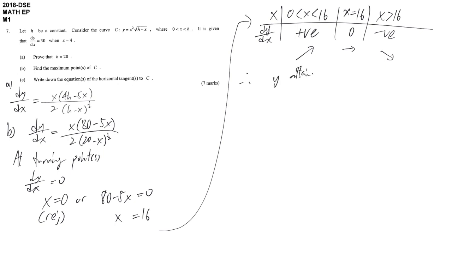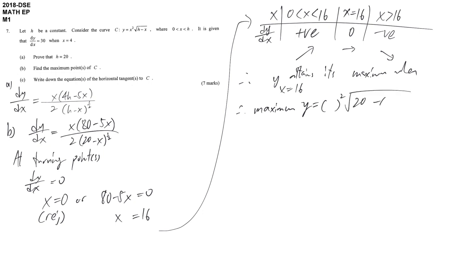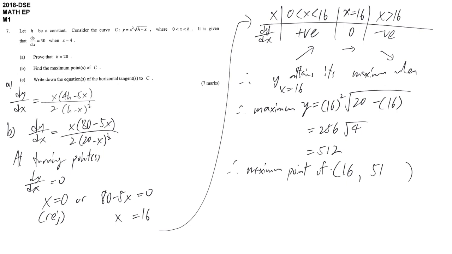y attains its maximum when x is equal to 16. So the maximum value: y is equal to x squared times square root of (20 minus x), and x is 16. So 512. Beware that they are not asking for the maximum value of y, they are asking for the maximum point, so they require a coordinate. There is only one maximum point of C. It is when x is 16, then y is 512.